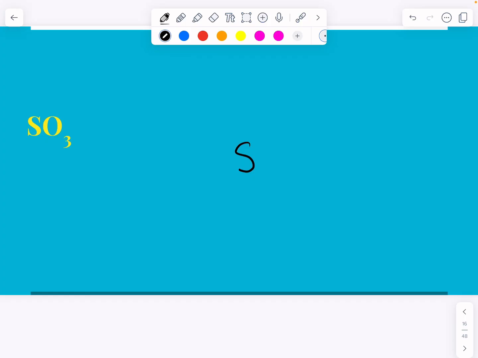All right. So sulfur's coming with 6. 1, 2, 3, 4, 5, 6. And then oxygen each comes with 6. So 1, 2, 3 of them, each with 6.